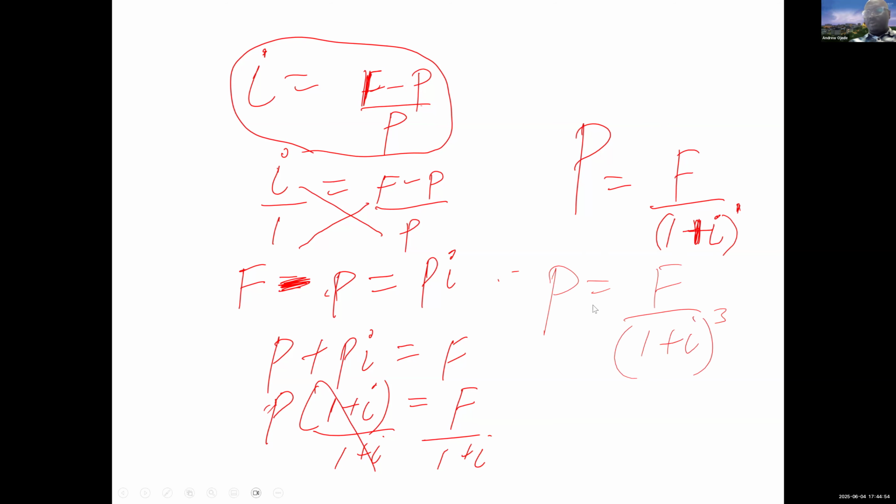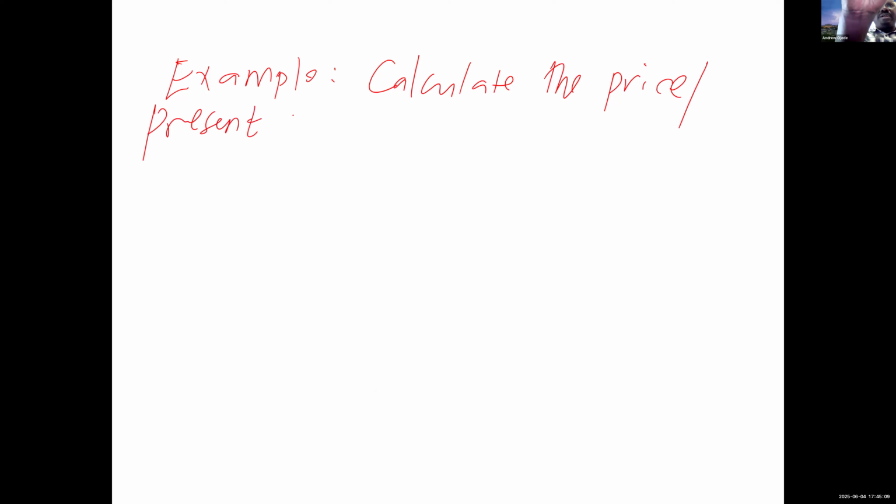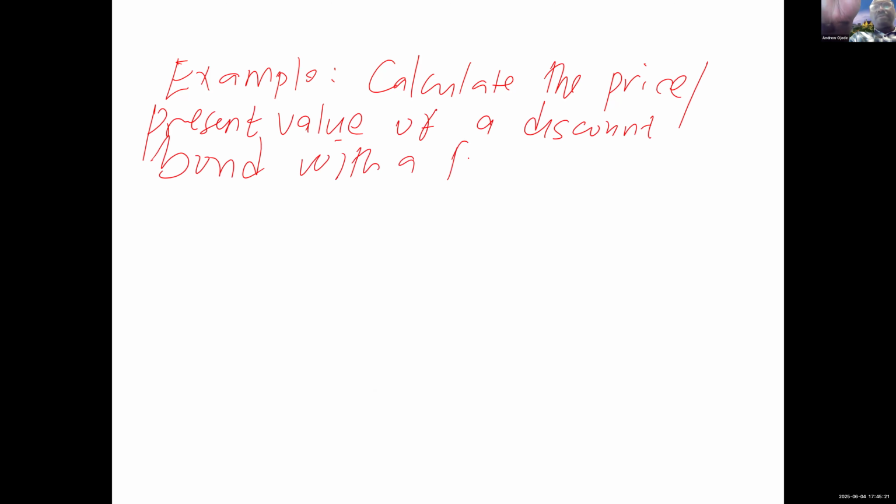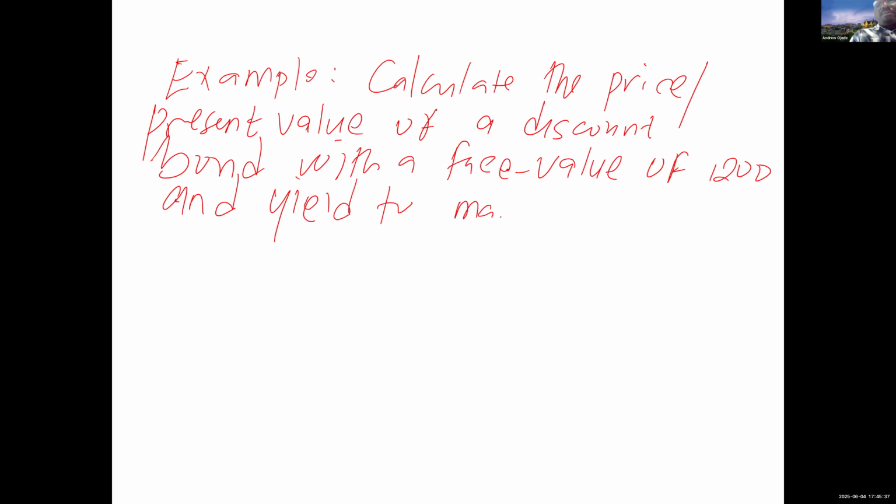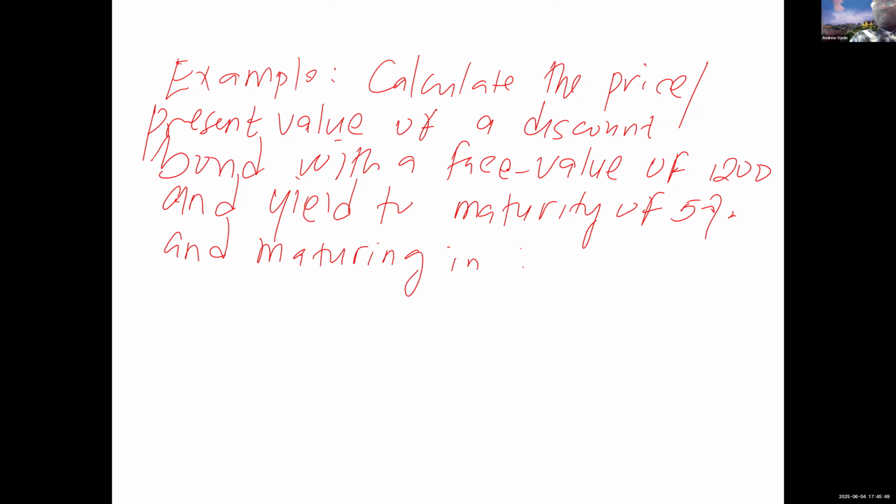So we can do an example. Calculate the price of a discount bond with a face value of $1,200 and yield to maturity of 5%, maturing in 7 years. Remember, the price of a bond is the same thing as the bond's present value.